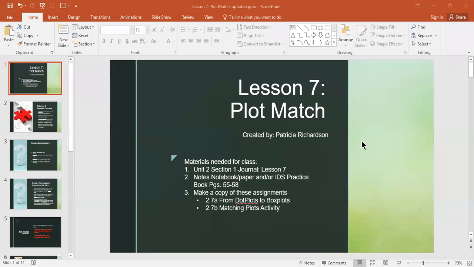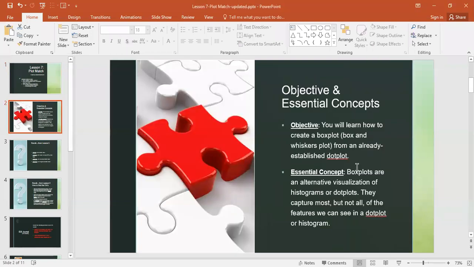All right, so we are doing lesson 7, which is plot match. So unit 2, lesson 7. And we're going to be talking about different plots that we've been introduced to in the past. Okay. And thank you for being helpful in the chat to your peers there.